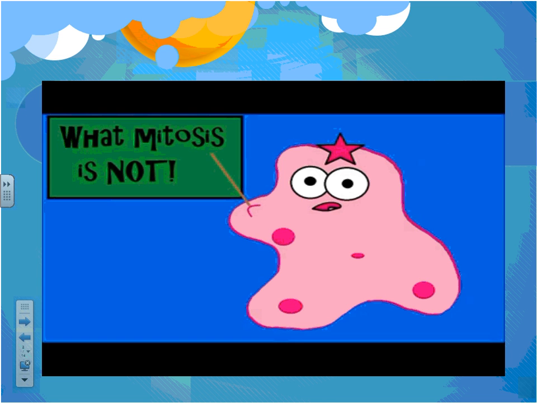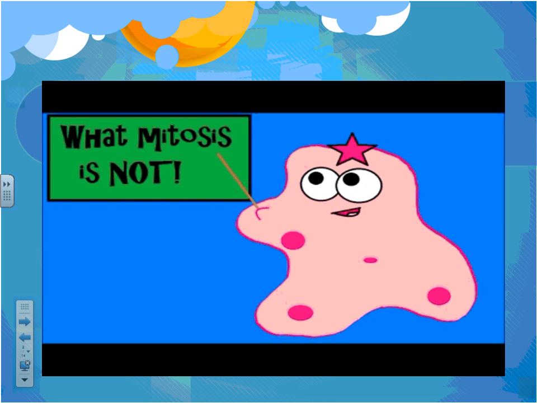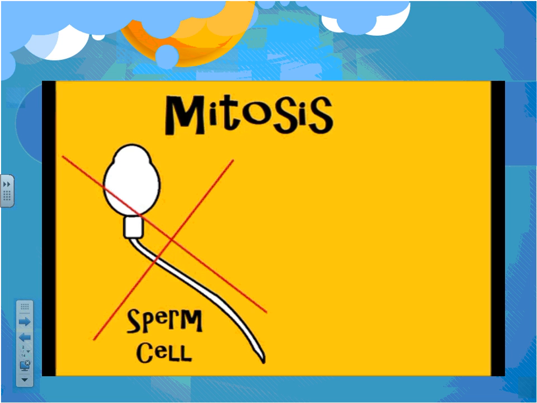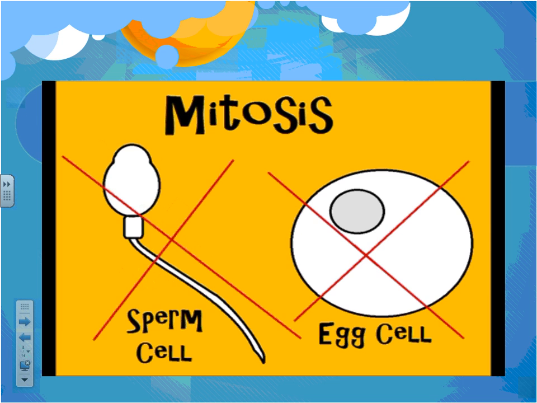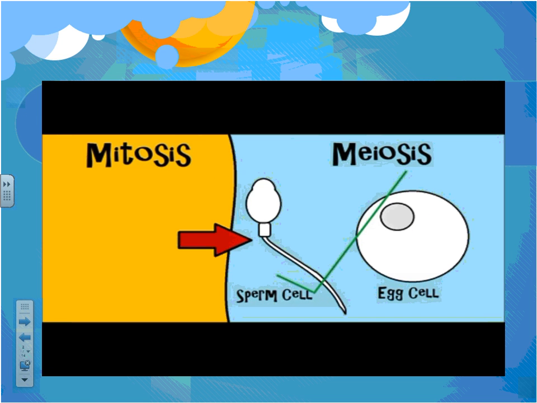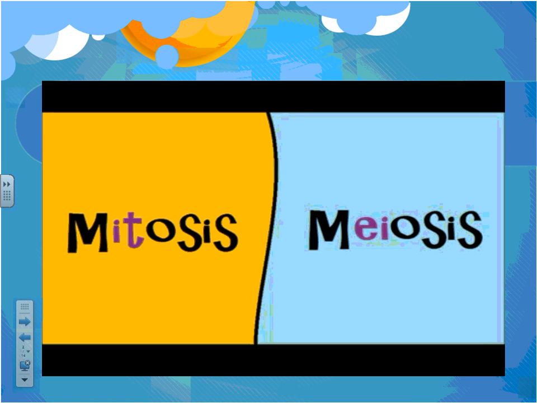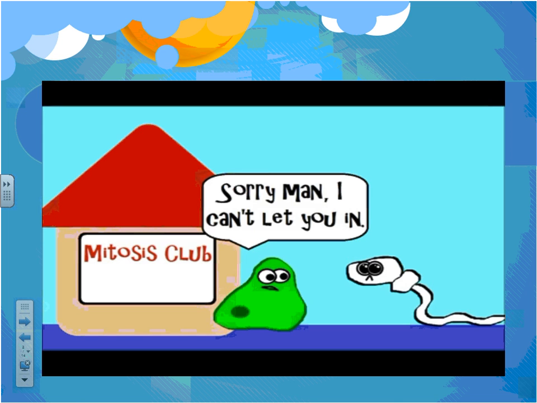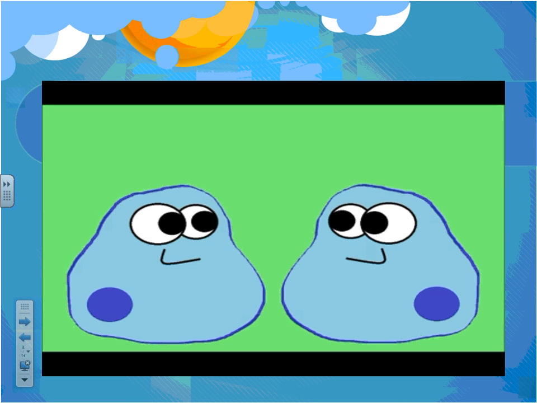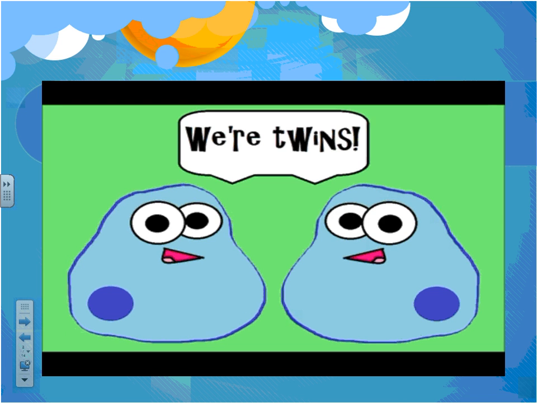What mitosis is not, okay, it's really important to understand what it is not. It is not a process that makes sperm or egg cells, because that is something called meiosis, which sounds very much like mitosis, unfortunately, but it is a different process. Okay, mitosis is only done by body cells. Mitosis also makes identical cells. That is the goal, is identical cells.